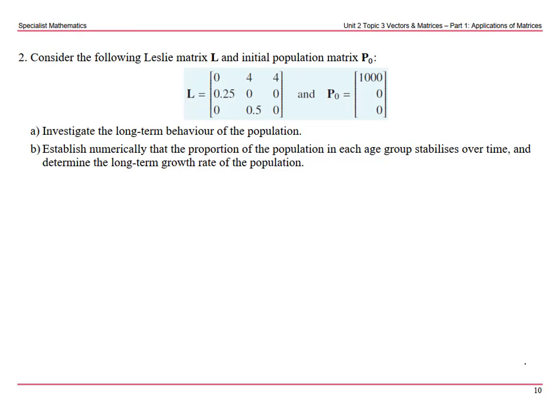So let's look at this example. Consider the following Leslie matrix L and the initial population matrix. Investigate the long-term behavior of the population. To do this, let's go to the calculator and look at what happens over the long term.